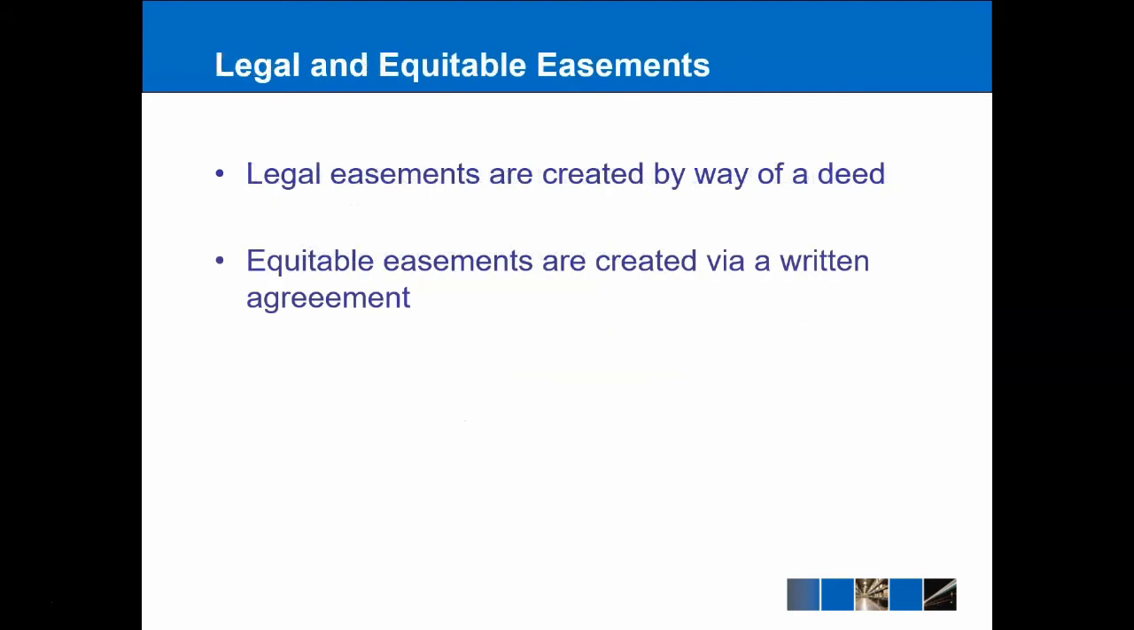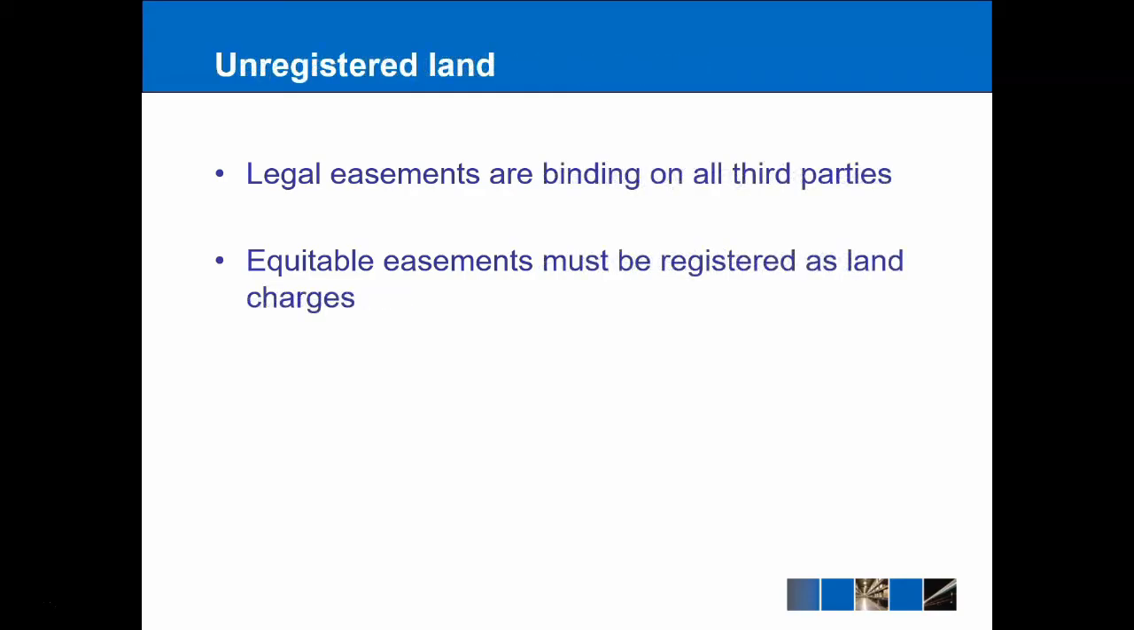So one of the other important distinctions that is going to be relevant when we're talking about how these easements can be enforced in relation to third parties is that there is a distinction between a legal and an equitable easement. Now, a legal easement is simply created by way of a deed, and an equitable easement is created via a written agreement. So an important distinction there. All of this makes a difference when it comes to actually protecting the easement.